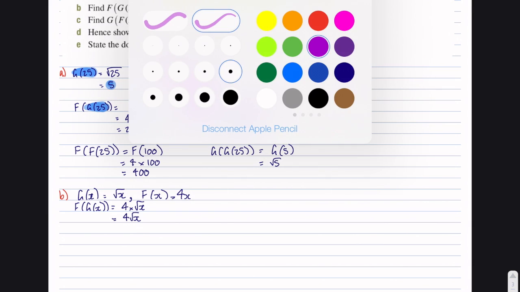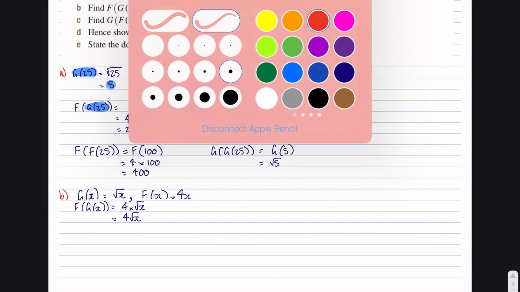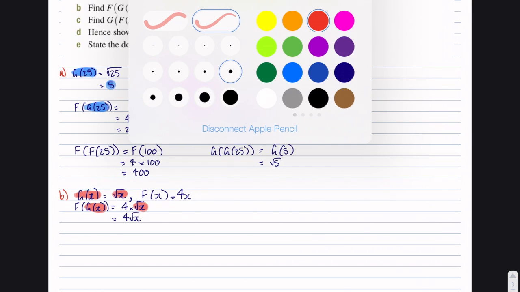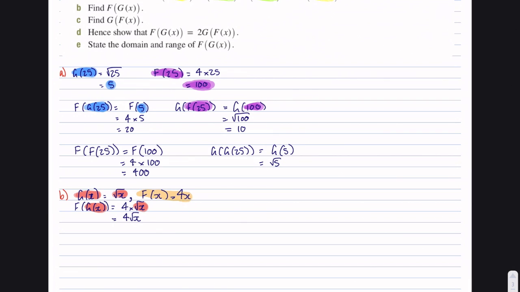So if I was to color code that, g of x was root x, so we substituted that in. f of x was 4x, so we did 4 times, so it came out like that.